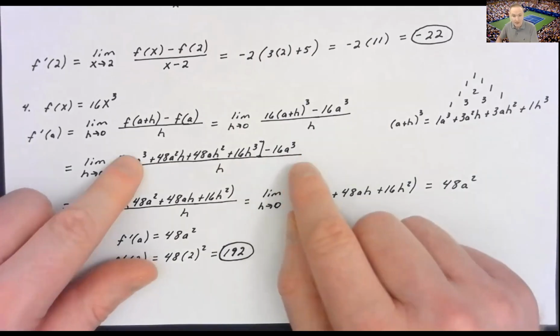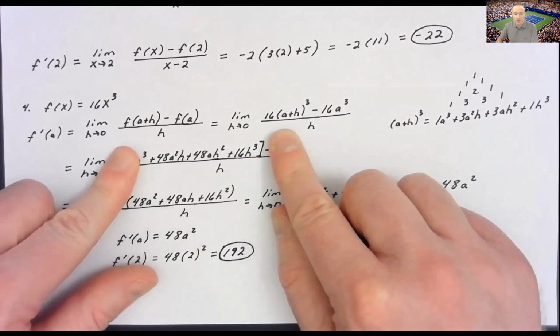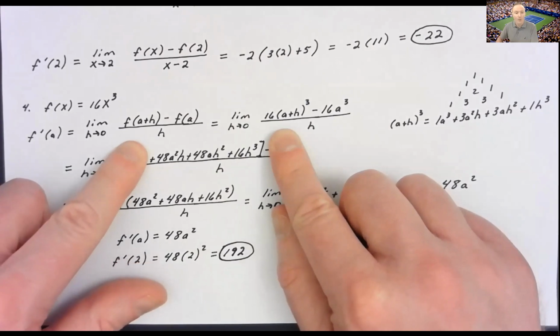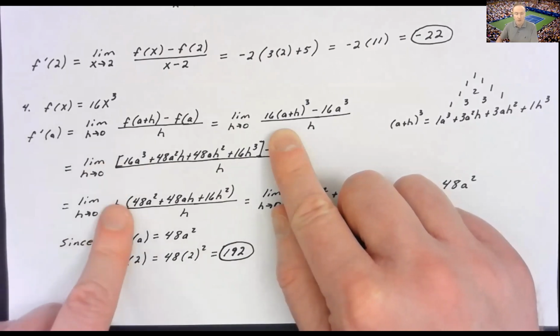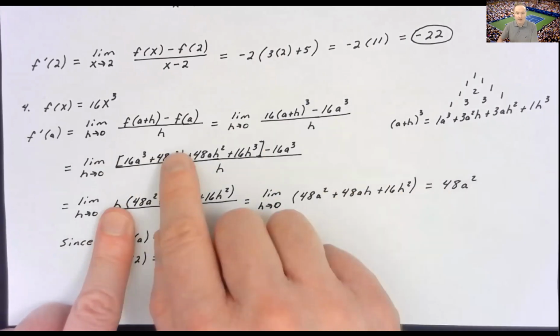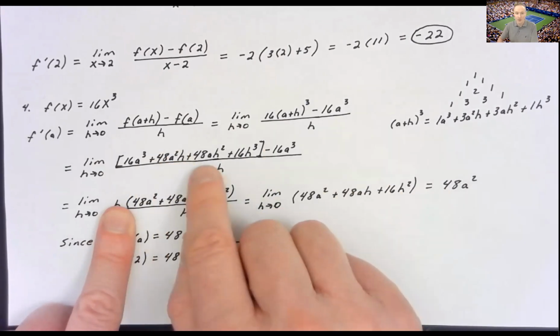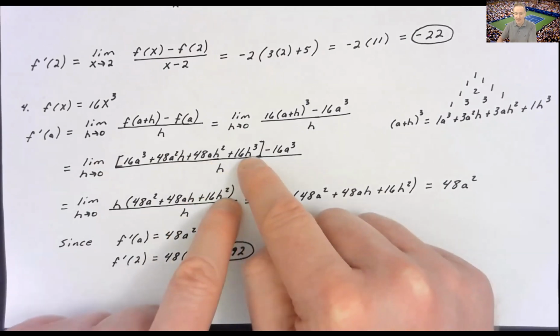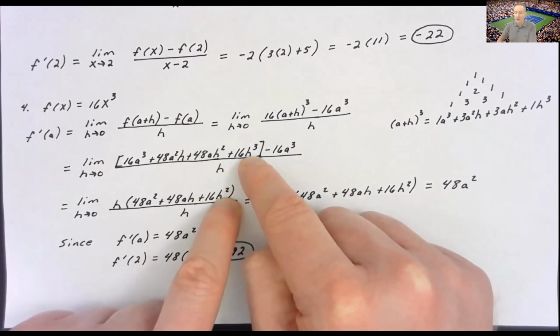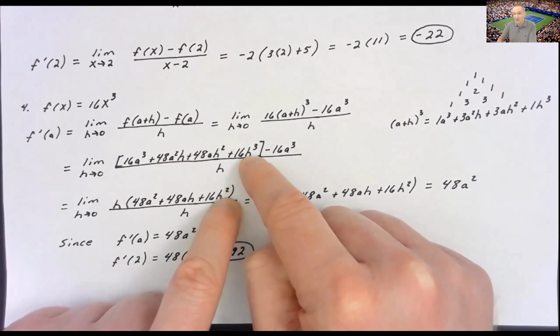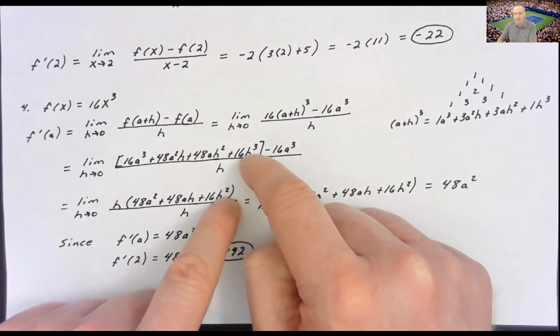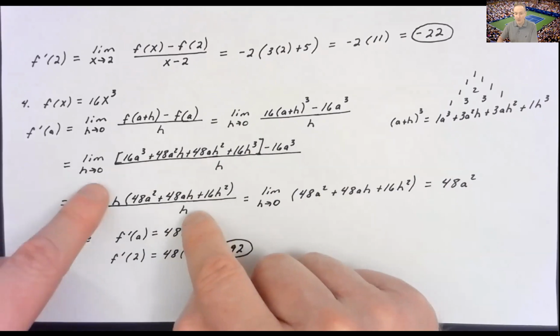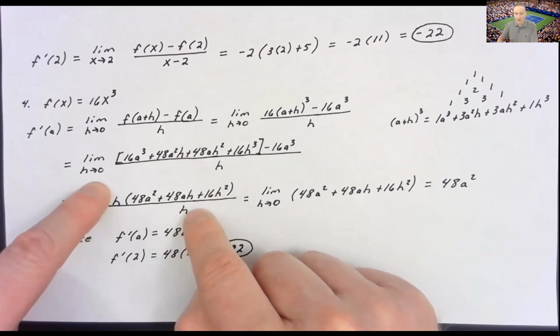So I can say, yeah, the 16a cubes do cancel. Every other term must have a factor of h. So I factored an h out, and I'd be left with 48a squared plus 48ah to the first plus 16h to the second. Now, could I have factored out more than just the h? I could have, but it's probably better not to. The h is the only thing that needs to be eliminated with the denominator.